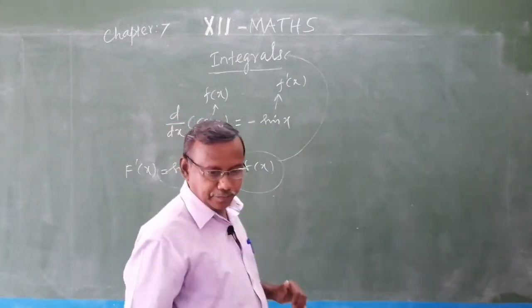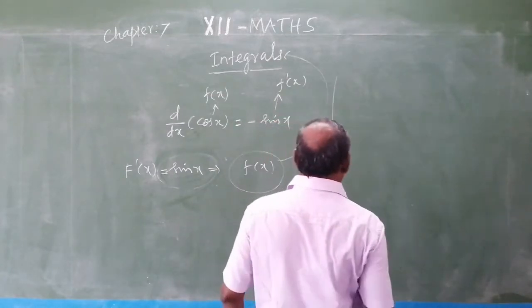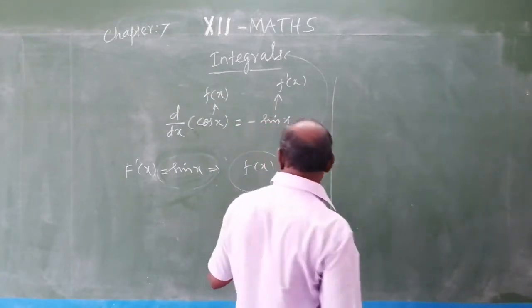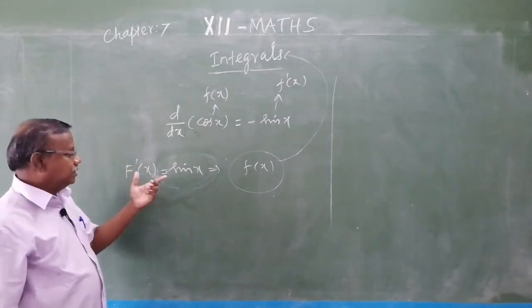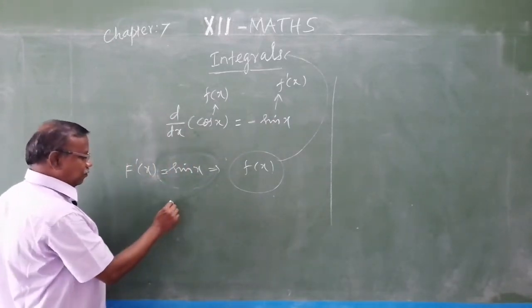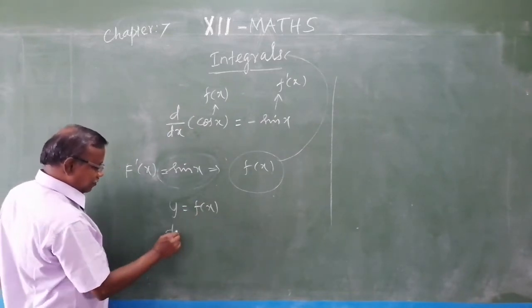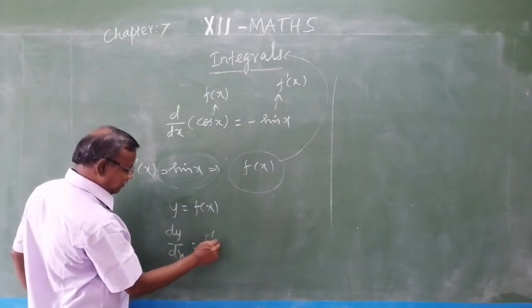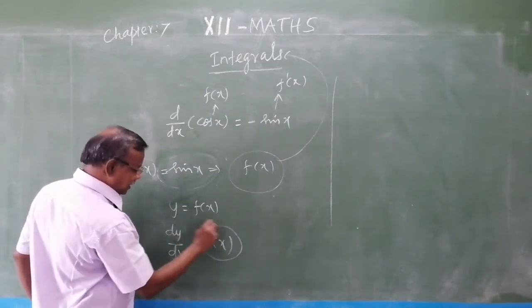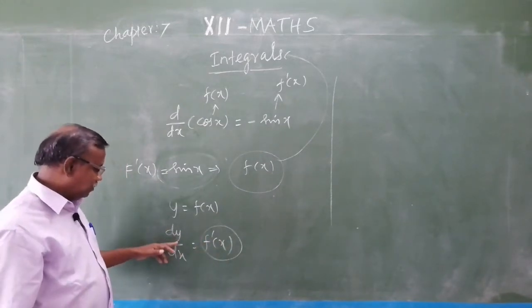Here, first of all, in differentiation we express differentiation in many ways. If y equal to f of x, differentiating y, we put dy by dx and f of x becomes f dash of x. This is known as the derivative of a function f of x, and this is differentiation of y with respect to x.